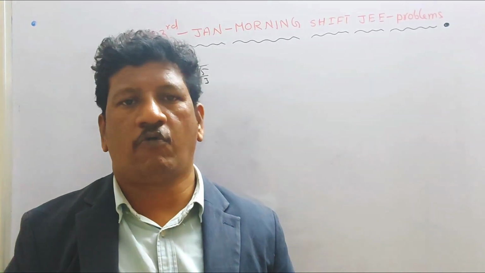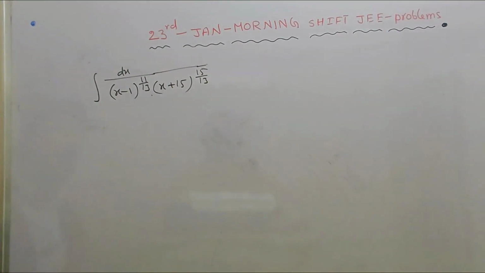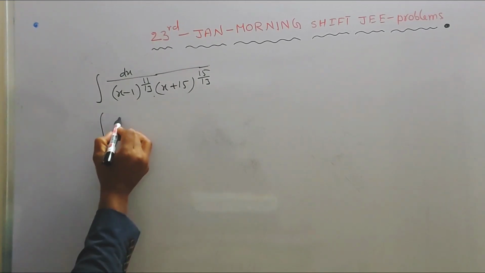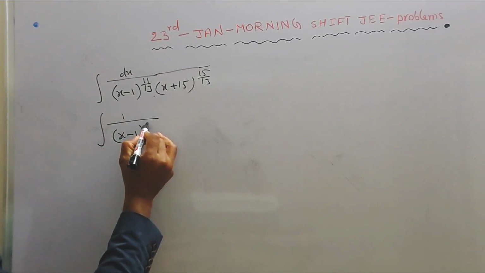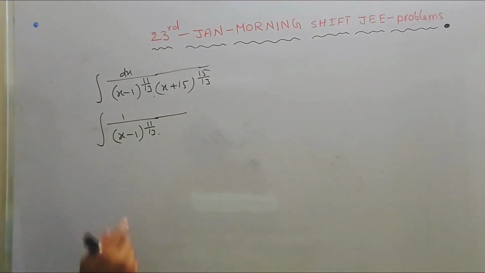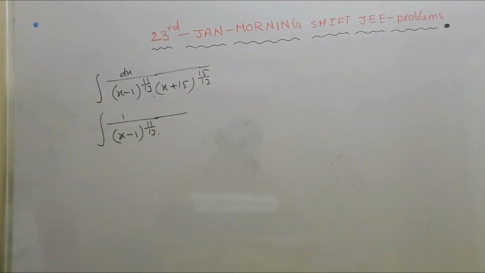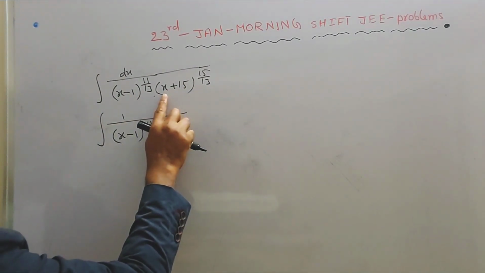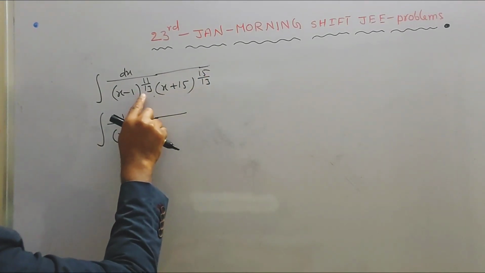Now, see students, one more question from indefinite integration. Look at this question. Integration of 1 by (x minus 1) whole power 11 by 13. Look here students, here we have two factors containing different powers. This is the small power, this is the big power.